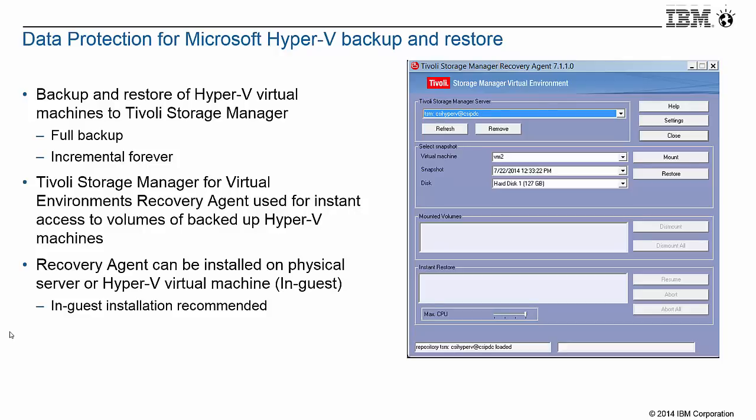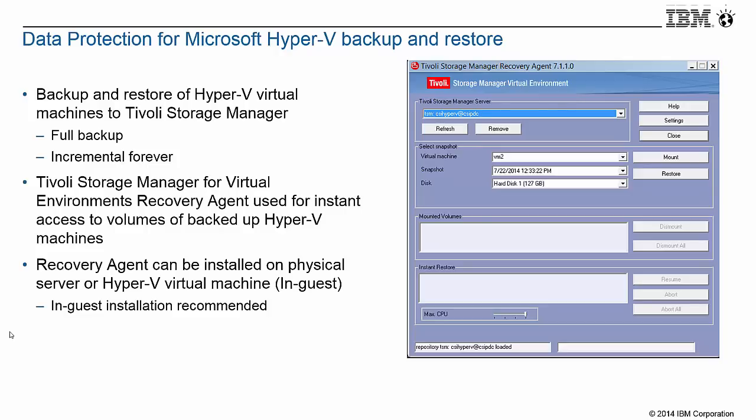Once you mount the virtual machine using the recovery agent, then you can go out there and just copy the files that you want back to the virtual machine using a standard network methodology. So it really makes it very easy to pick off individual files from a backed up virtual machine without having to restore the whole system.